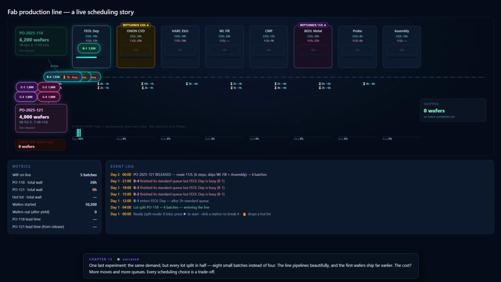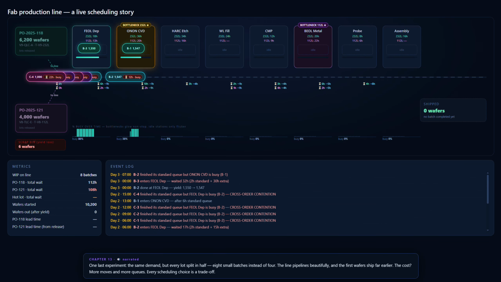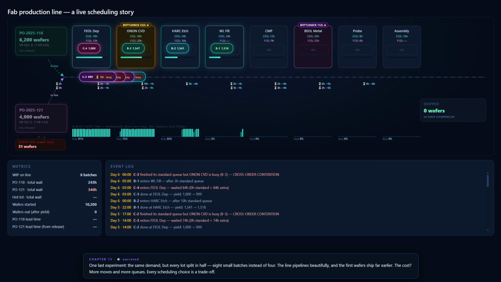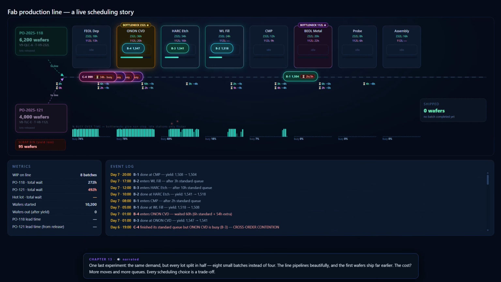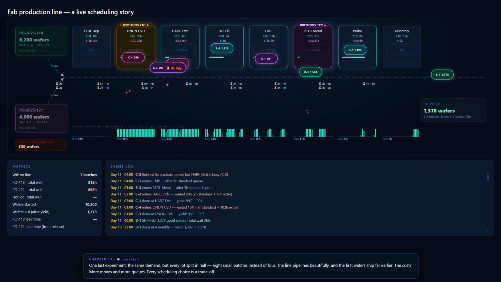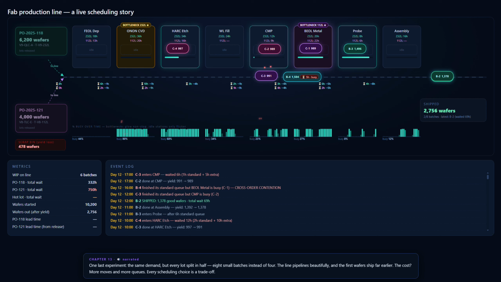One last experiment. The same demand, but every lot split in half. 8 small batches instead of 4. The line pipelines beautifully, and the first wafers ship far earlier. The cost? More moves and more queues. Every scheduling choice is a trade-off.